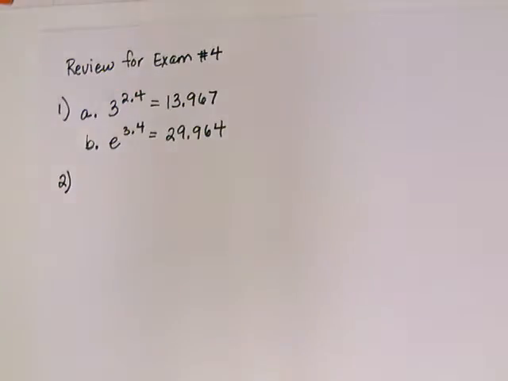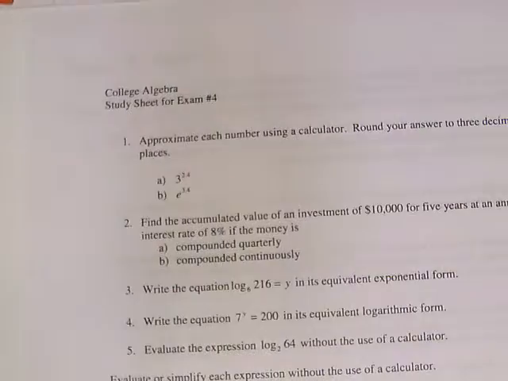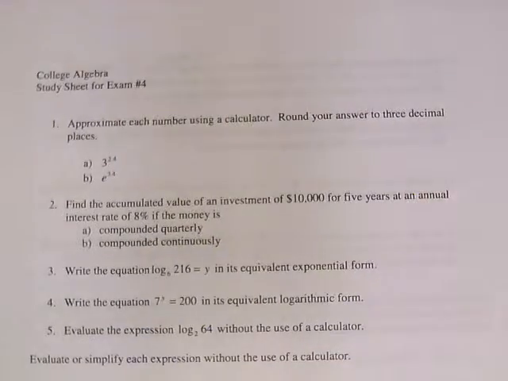Problem number 2 on your review sheet is this. Find the accumulated value of an investment of $10,000 for 5 years at an annual interest rate of 8%. If the money is Part A compounded quarterly, Part B compounded continuously.